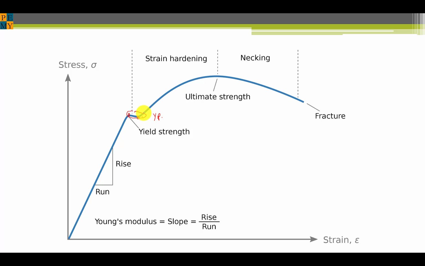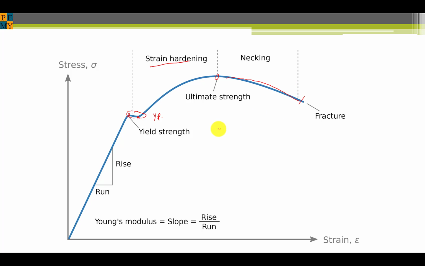When you get beyond the yield point, the material flows, but as it starts to plastically flow, it strain hardens. That means it actually becomes stronger. And that continues until you hit this point, the ultimate strength. Beyond that point, the stress decreases, and if you continue to pull the material, it'll break at some point.